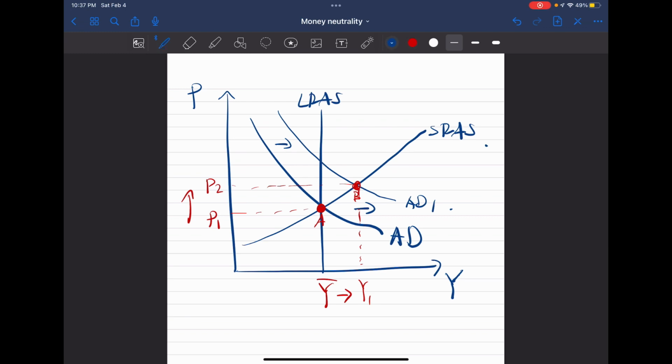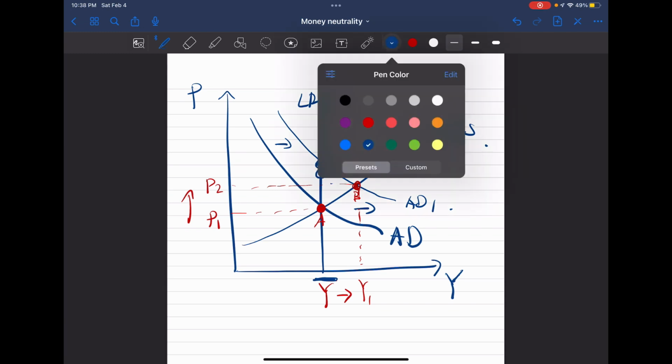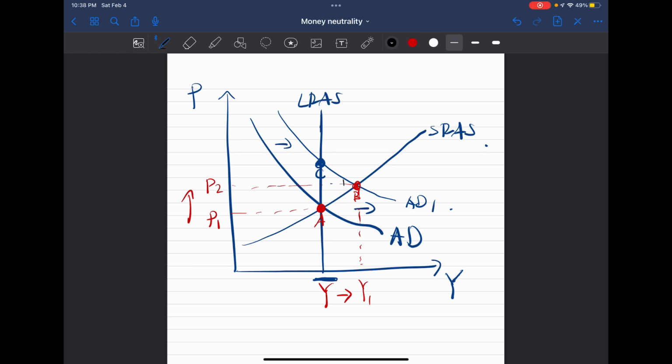Since the long run supply is only at Y bar, it must return to that. How does it return to that? First, we can see that point B will move to point C. Because there's so much demand in the economy and the supply can't keep up, this will only increase the prices. So P2 will shift further up to P3 and the output from Y1 will come back to Y bar.